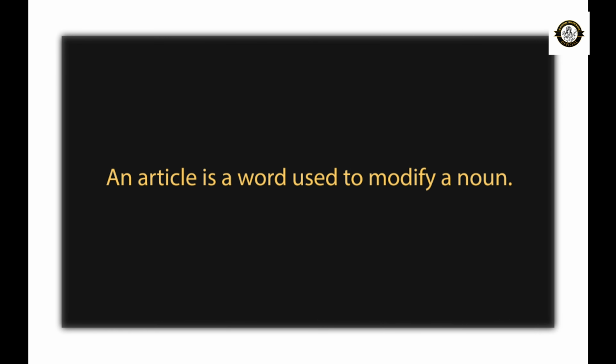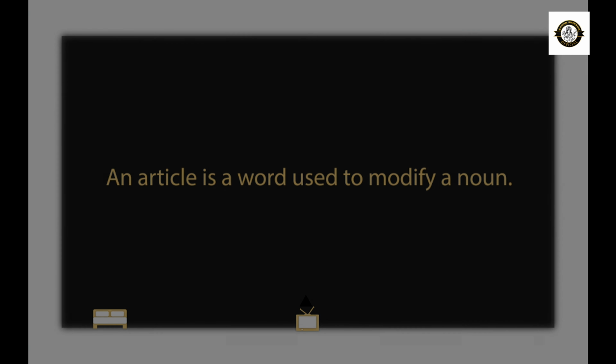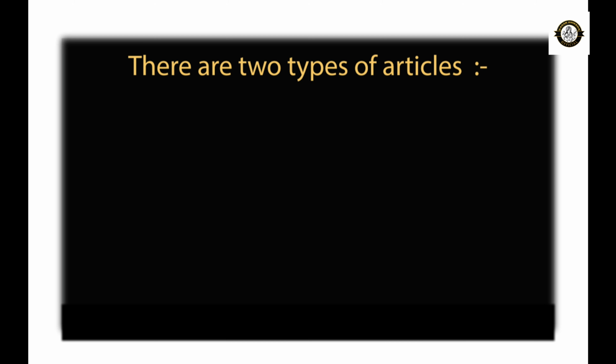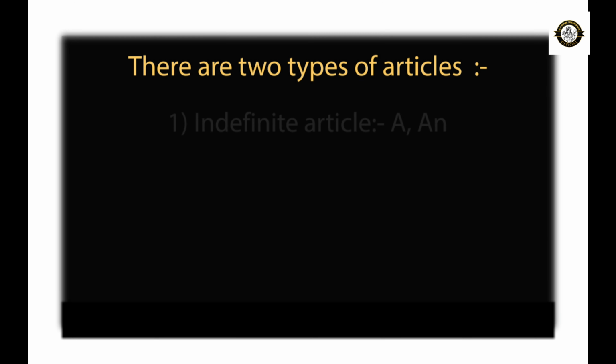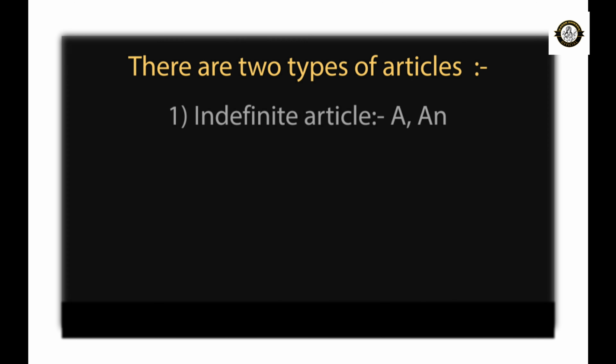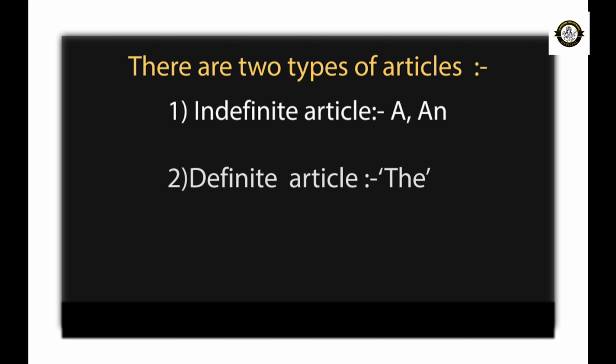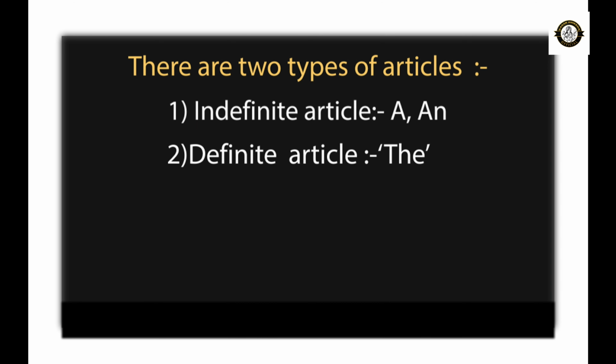Articles. An article is a word used to modify a noun. There are two types of articles. Number 1. Indefinite article: a and an. Number 2. Definite article: the.